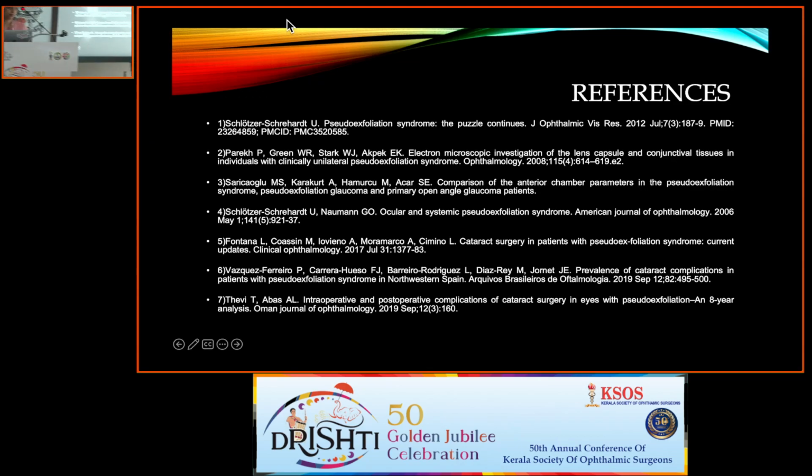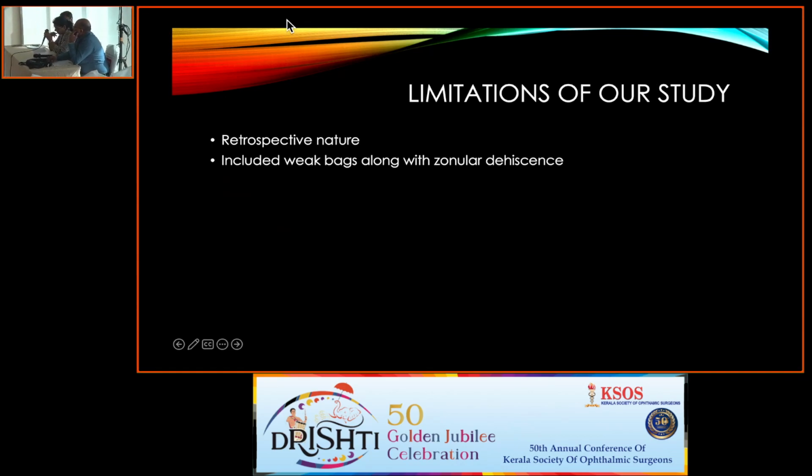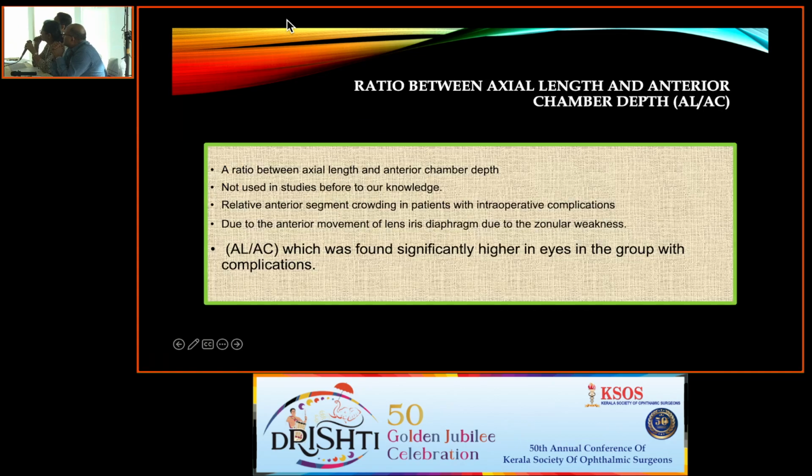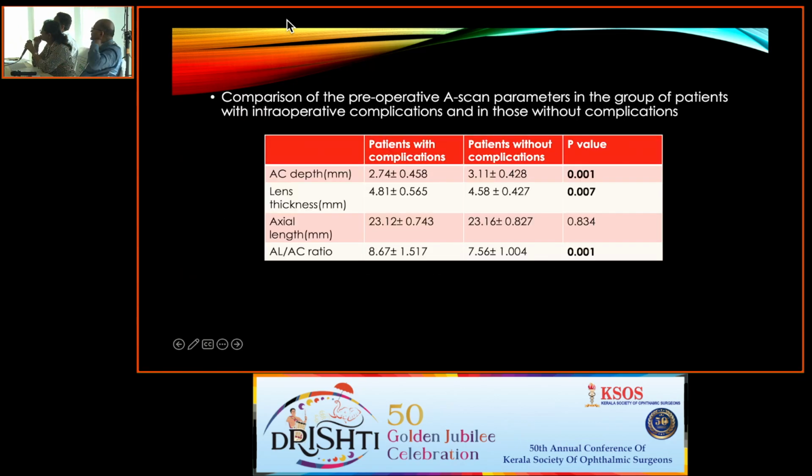Thanks for that nice presentation. Can you just get back to the A-scan parameter slide? There's a table there where you have compared. Not this one, the other one, with axial length. Axial length, is it significant or not? Axial length is not significant. Not significant alone, right? Not significant. AC depth and lens thickness are significant, and the ratio is significant.